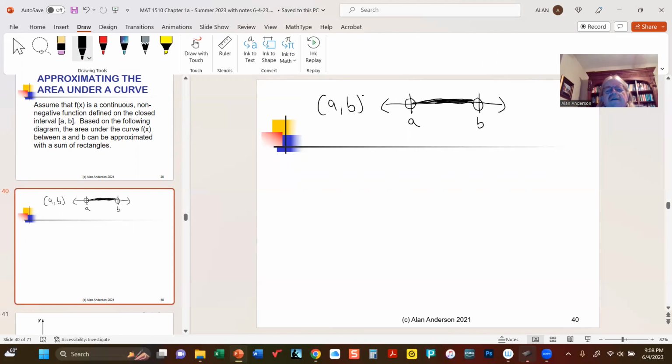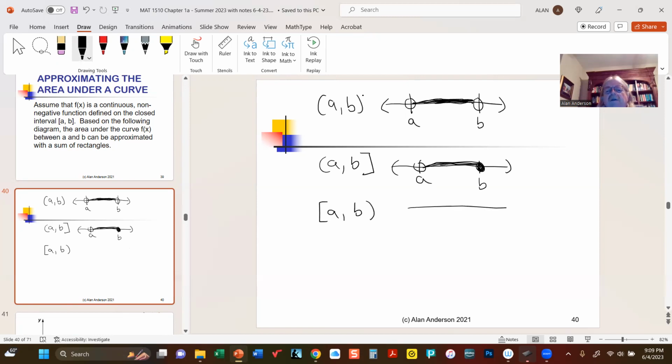Whereas let's say you have this, now that's a different situation. A is not included, but b is. And then for this case, it's the other way around. A is included in the interval, but b is not. And then finally, the last possibility is that both a and b are included.